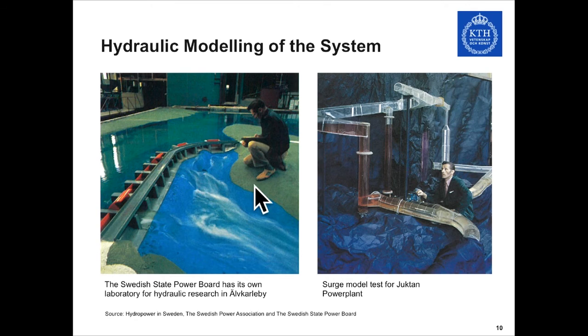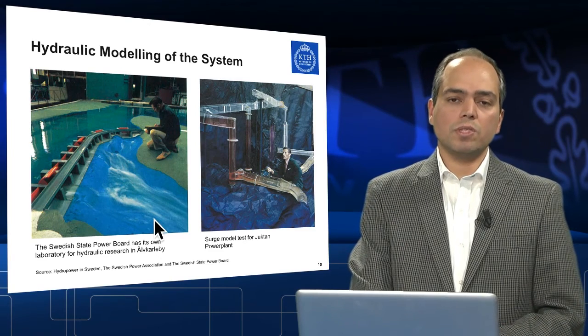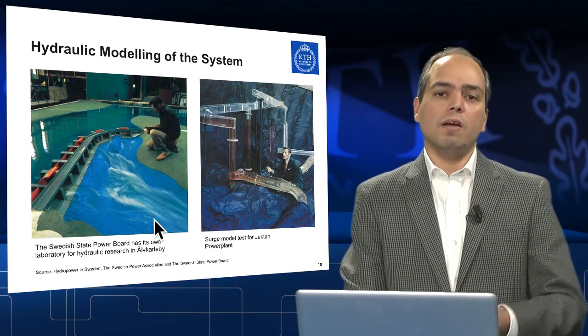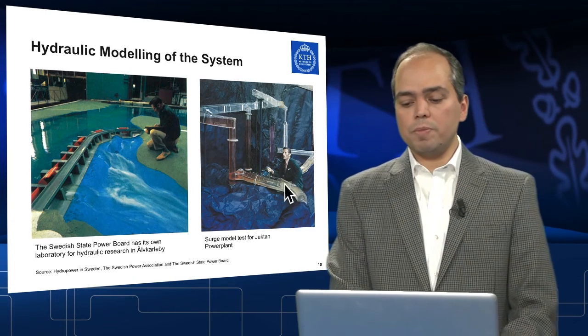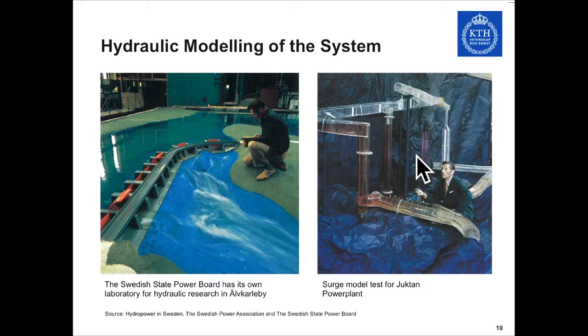So here you could see that there has been some hydraulic modeling regarding the spillway. What happens if there is an overflow in the dams and water should be released on the downstream? What impact could it have on the downstream side of the dam? Or here you could see the modeling of the tunnels in order to investigate the pressure spikes in the system, or the surge pressures in the system.